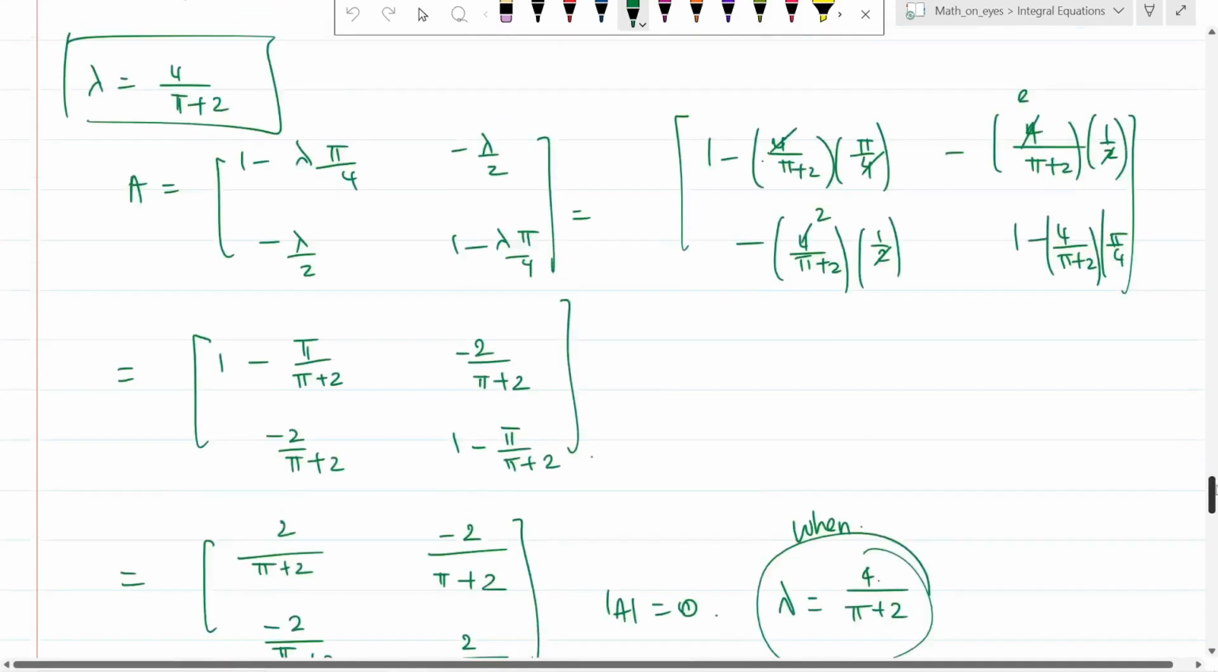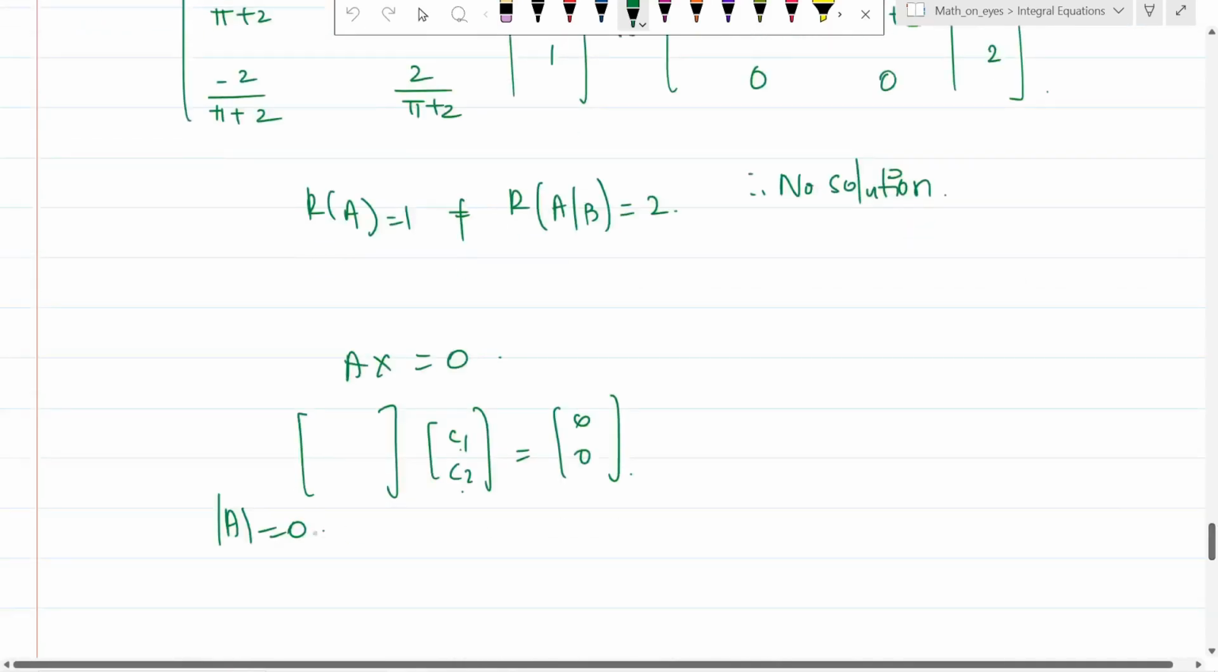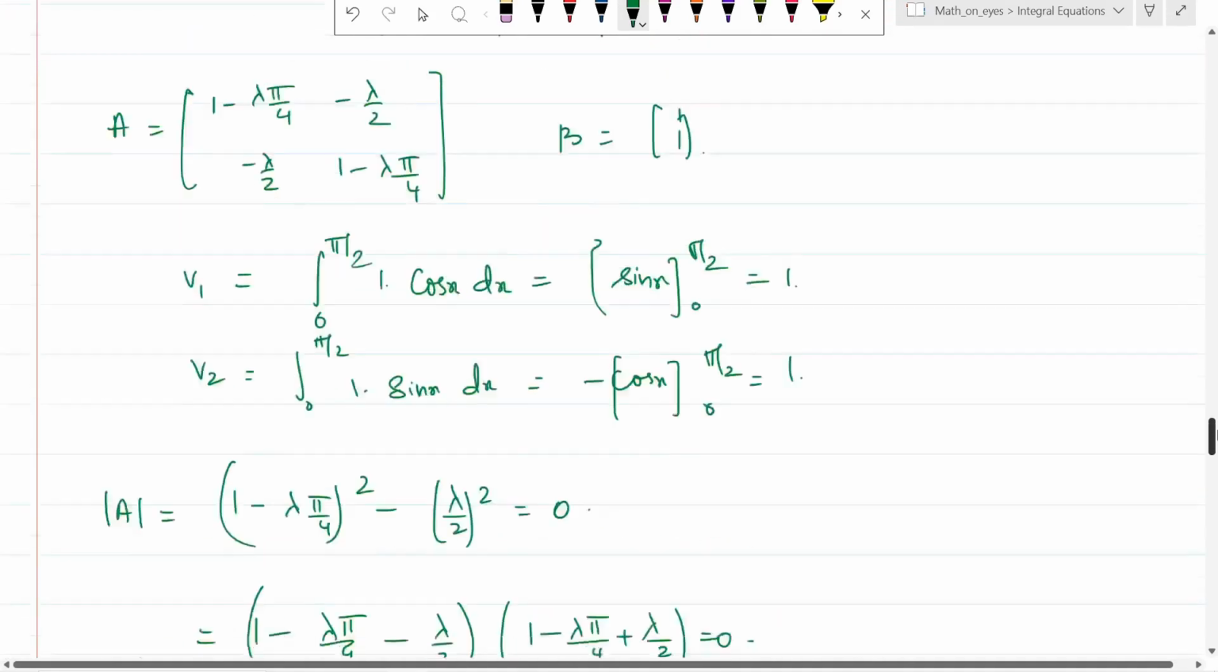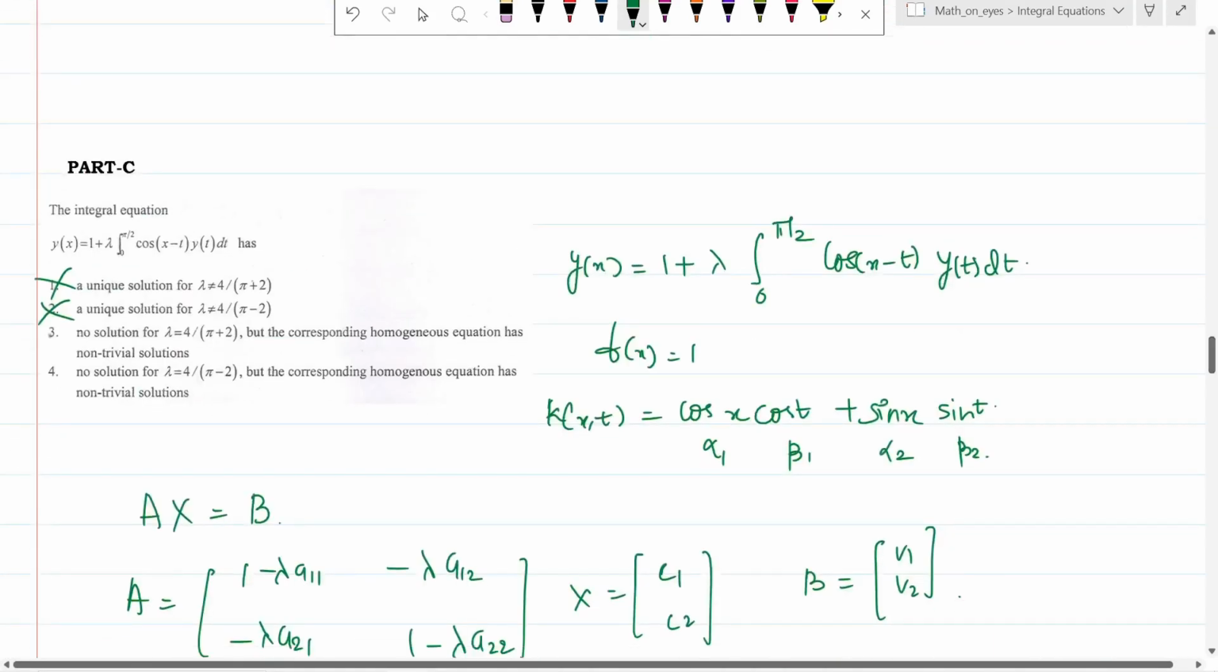If the determinant is not equal to 0, then in the homogeneous case we get a unique solution. In the homogeneous case, if the determinant is equal to 0, we get infinitely many solutions. So we find non-trivial solutions also. Infinitely many solutions means we find non-trivial solutions also. So option C must be true. Third option is true. This must be true.